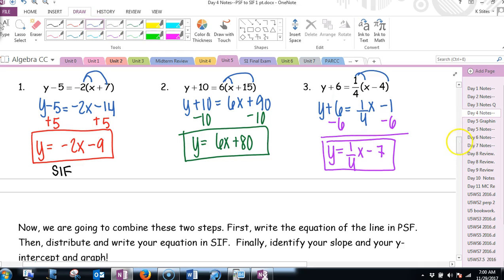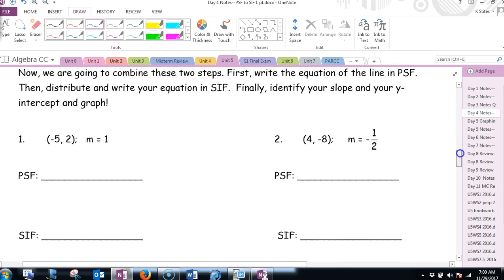Alright, so we're just going to do a little more if you flip the page. Now we're going to combine these two steps. First, we're going to write the equation of the line in point slope form. Then we'll distribute and solve and write your equation in slope-intercept form. So again, point slope form is the one with parentheses. Slope-intercept form is the one where we're solving. Okay, S for solve, P for parentheses.